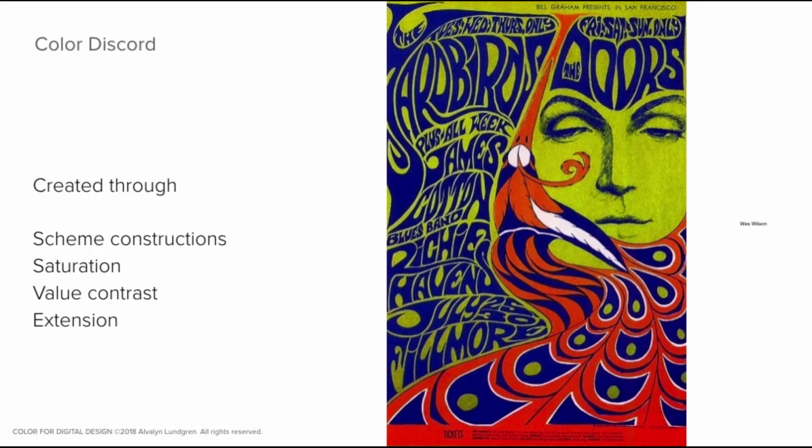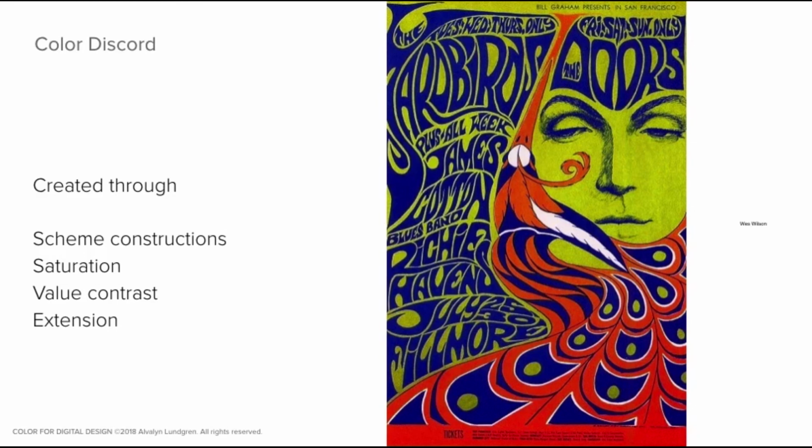When you work with color discord, it actually creates some tension. And if you're using color discord in your designs, you want that tension. You want that tension to create a certain kind of energy, to attract the eye in a certain way, to create a certain kind of personality. And you create that tension through the choice of scheme constructions. Actually, you don't really use a scheme construction that's harmonious. You don't use one at all.